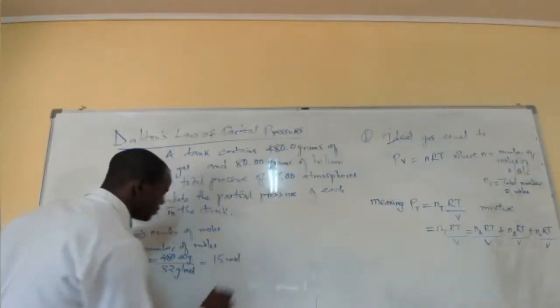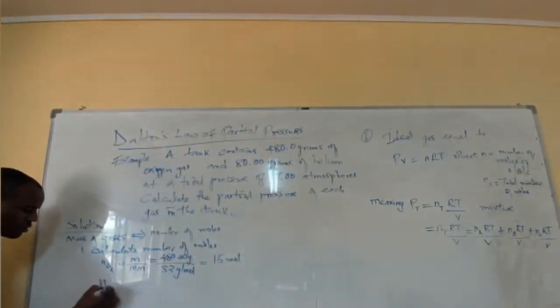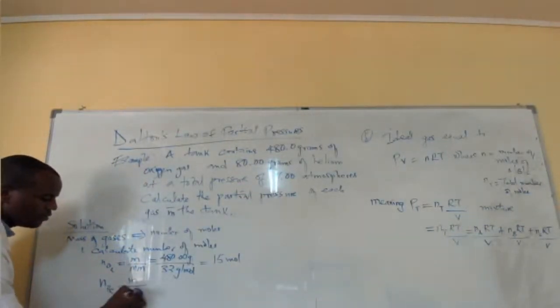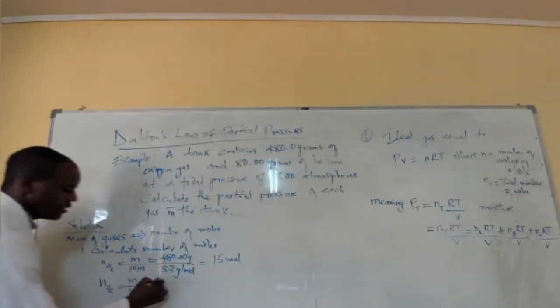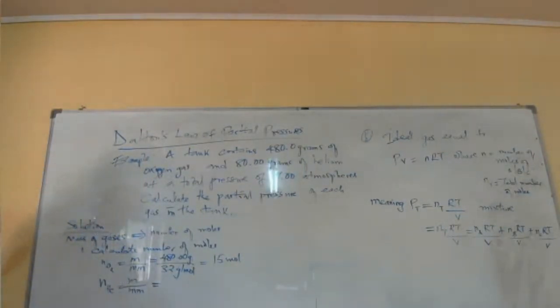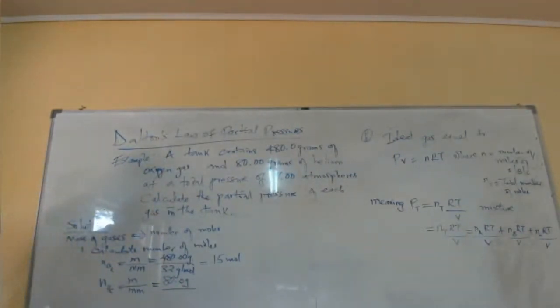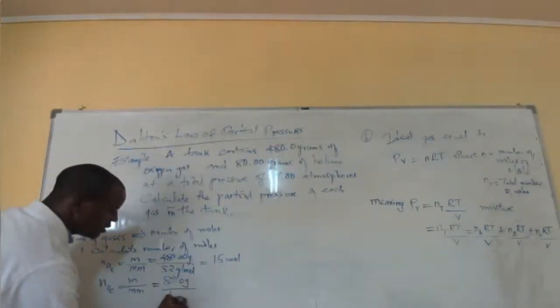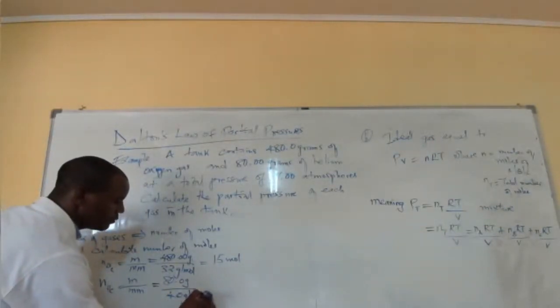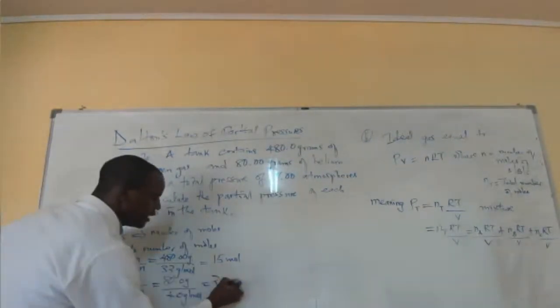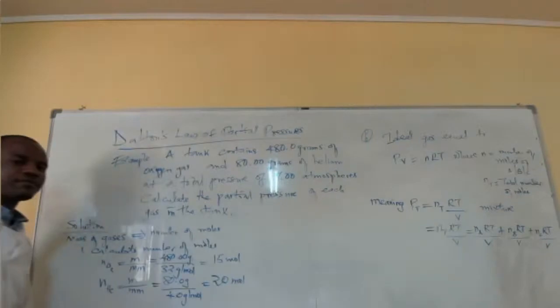The number of moles of helium is also mass over the molecular mass, which is equal to 80.0 grams divided by the molecular mass for helium, which is 4.0 grams per mole. Dividing those, we are going to get 20 moles of helium.